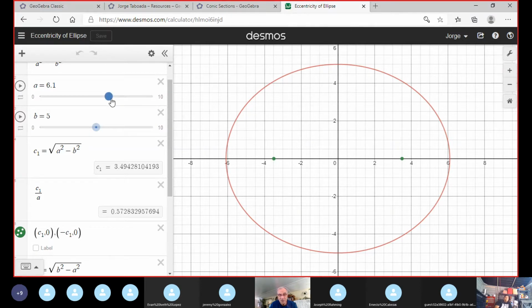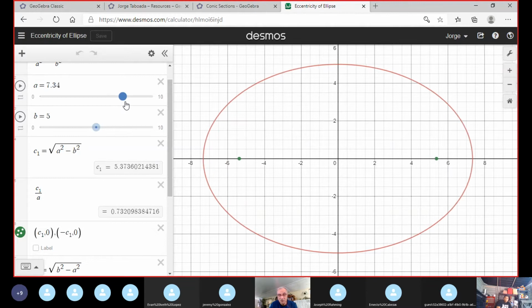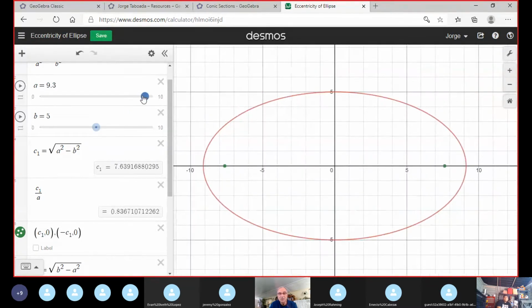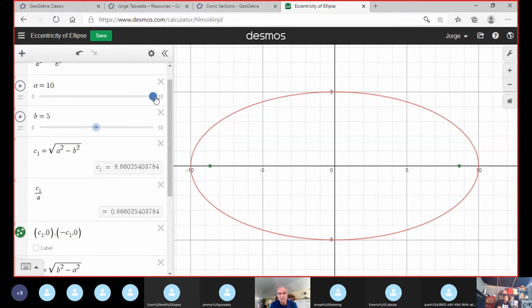So, suppose I'm increasing A. Then you see that our ellipse is a little bit more flat, and the focus approaches the vertex. And look at what happened to the eccentricity. The eccentricity is 0.86. Let me try to increase it a little bit.